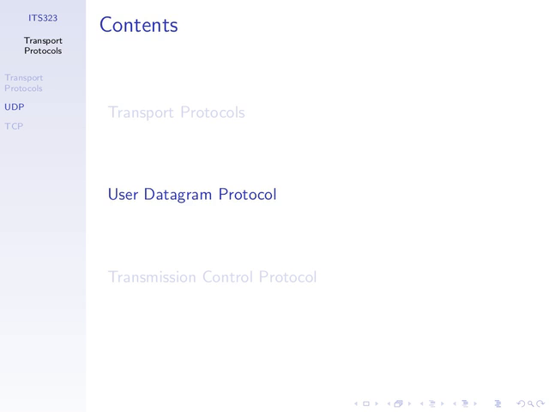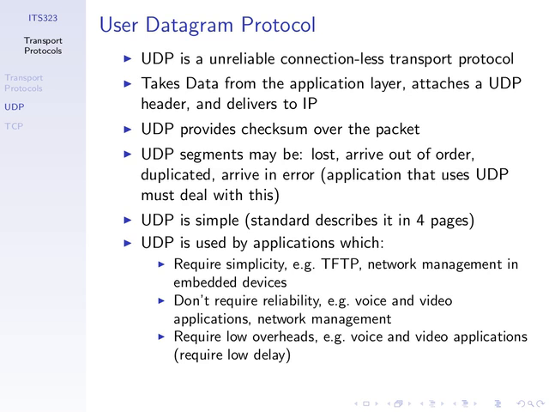UDP is the User Datagram Protocol. It's an unreliable, connectionless transport protocol. Unreliable in that it does not attempt to provide retransmissions to fix errors. You send a packet across the internet. If it doesn't get to the destination application, too bad. It will not try to retransmit and fix it. So our delivery is not 100% guaranteed.